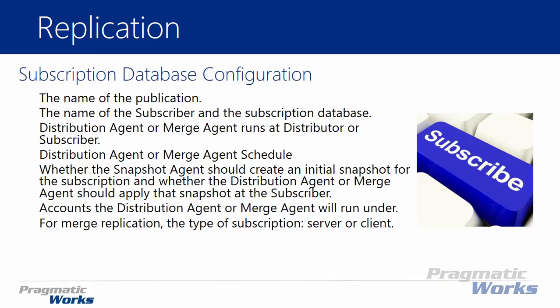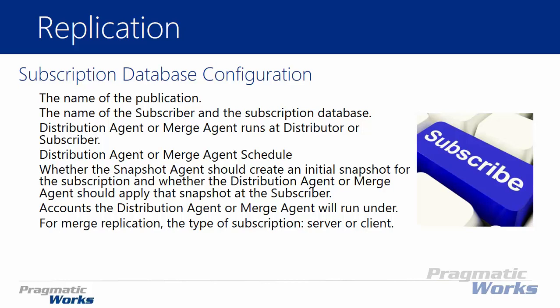We would have the name of the subscriber in the subscription database where we're pushing the data to. The distribution agent or merge agent runs at a distributor or our subscriber. We also define the distribution agent or merge agent schedule for our subscription, whether or not the snapshot agent should create an initial snapshot for the subscription, and whether or not the distribution agent or merge agent should apply that snapshot at the subscriber, so we can define that at configuration time.